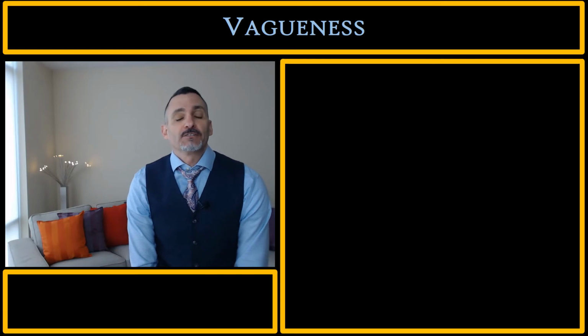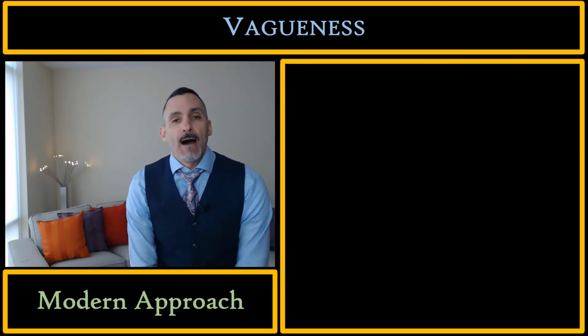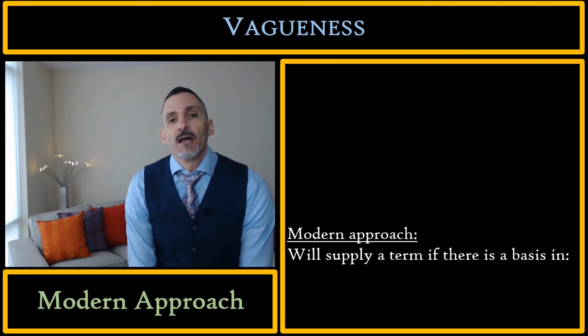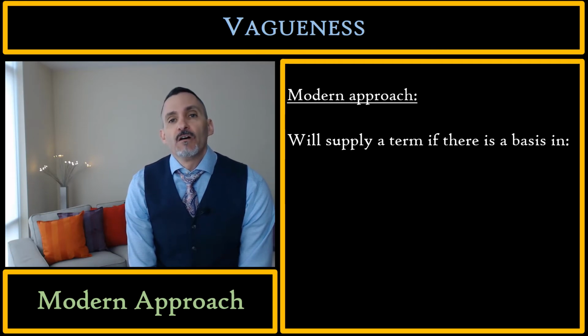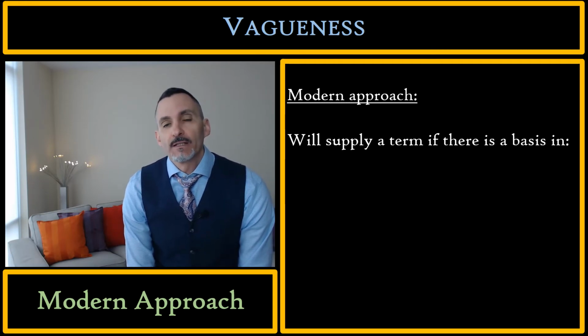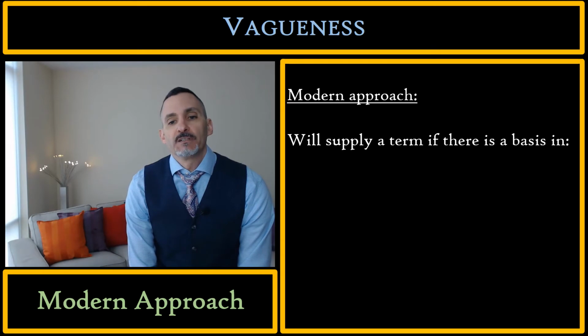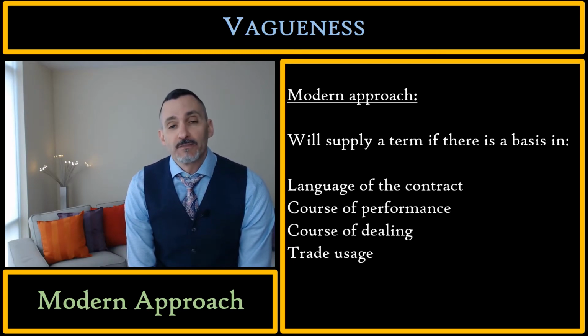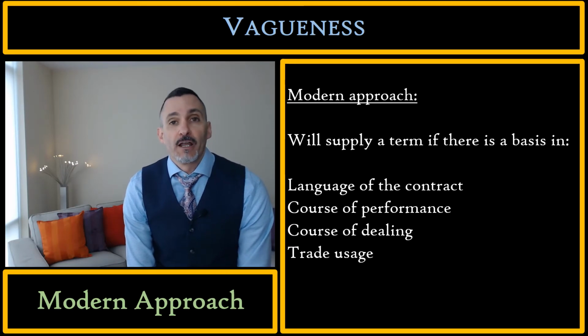All right, let's talk about the more modern approach to vagueness. The more modern approach is for courts to be more willing to supply the material term for the parties, but only if they can find some justification. Once again, they'll look to the language of the contract, the course of performance, course of dealing, and trade usage.